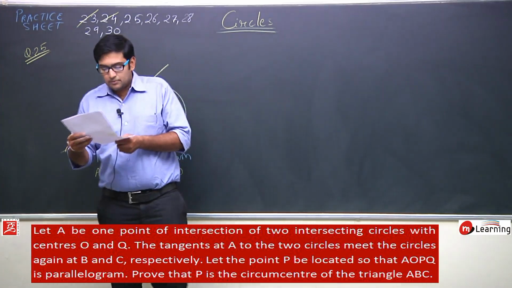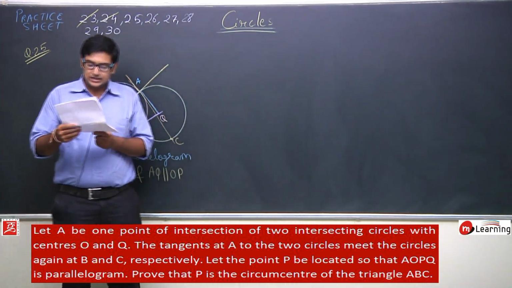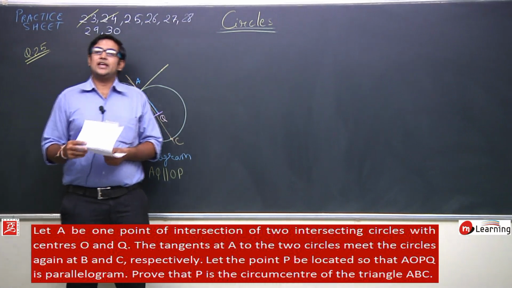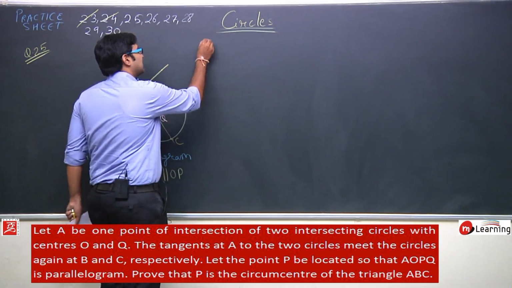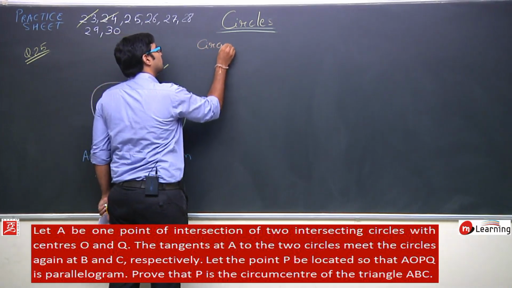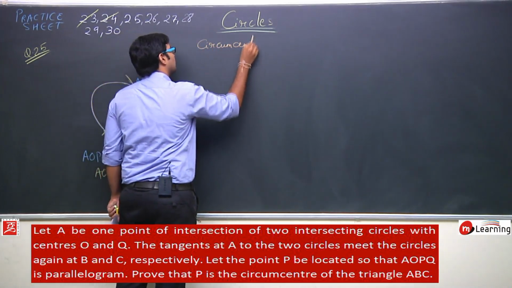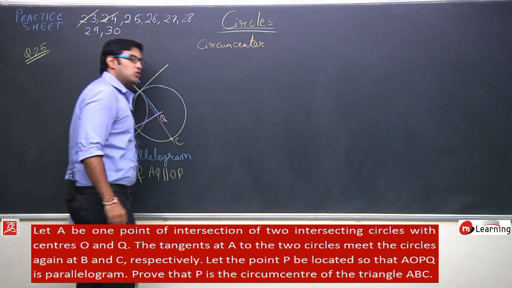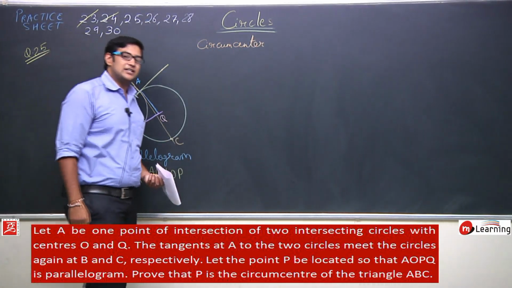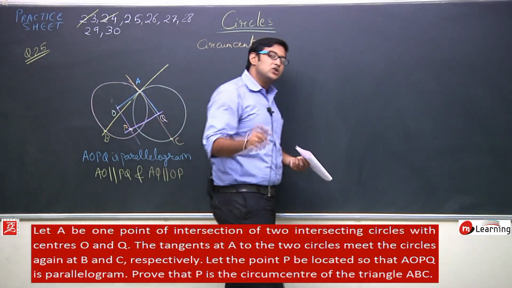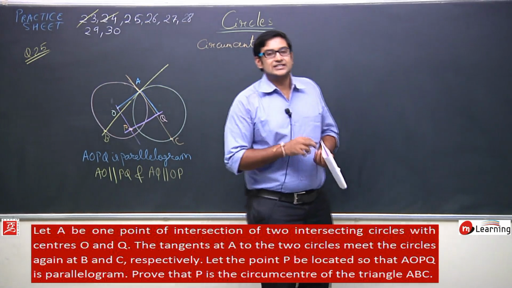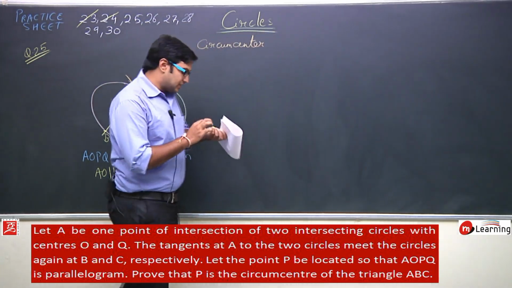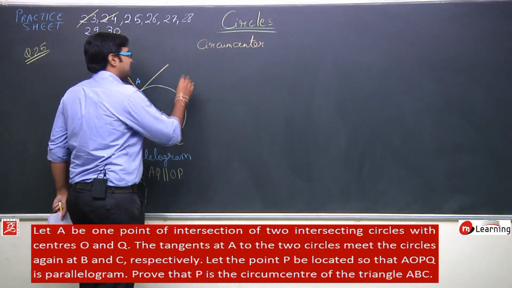After that it says prove that point P is the circumcenter of triangle ABC. Now what is meant by circumcenter? If you do not know the definition of circumcenter, you will not be able to solve this question. So first let us understand what is circumcenter. Its definition is very simple.